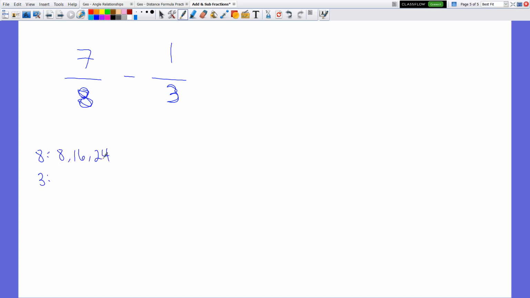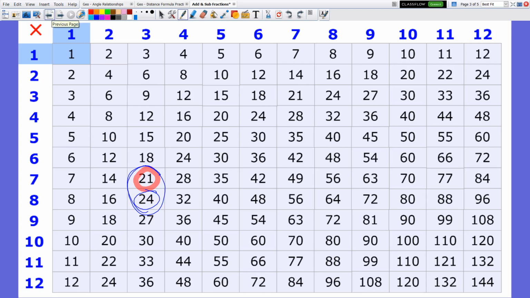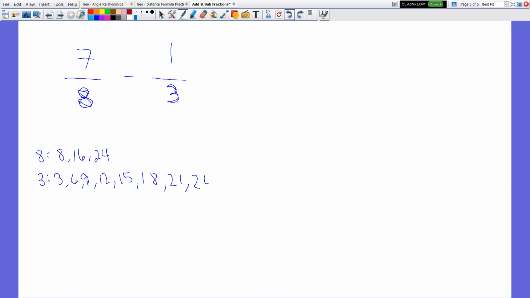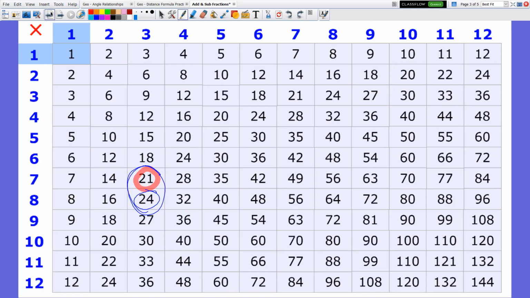I'm still doing the same thing. 3, 6, not 19. I almost put 19 again. 12, 15, 18, 21, 24. And again, we could always go back and take a look at what it is that we're looking for. 24, got it. So I see a 24 and then 8. Oh, there's a 24. Okay, got it. That's what I'm looking for.